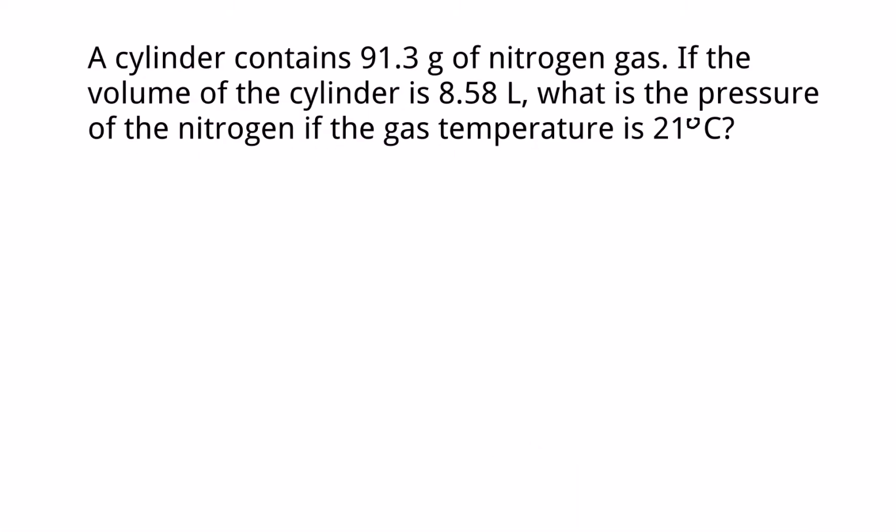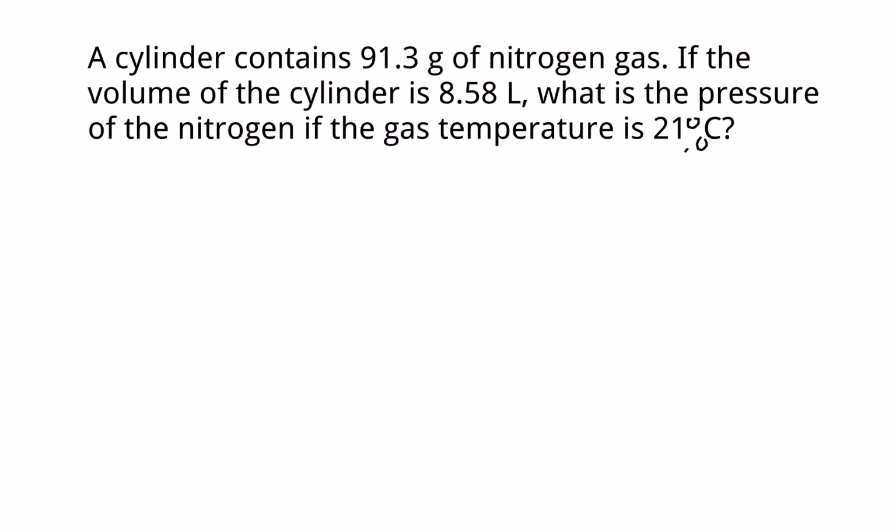All right, a cylinder contains 91.3 grams of nitrogen gas. If the volume of the cylinder is 8.58 liters, what is the pressure of the nitrogen gas if the temperature is 21 degrees Celsius? Right? And again, let's make this 21.0 degrees Celsius, just so we have 3 sig figs that we can work with. Okay?